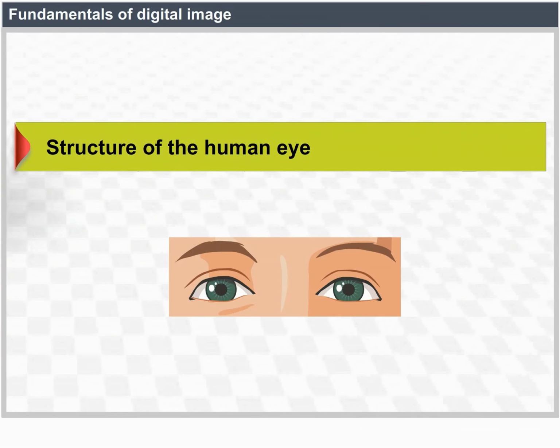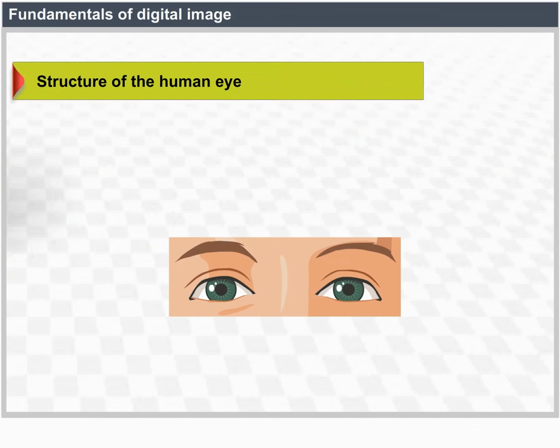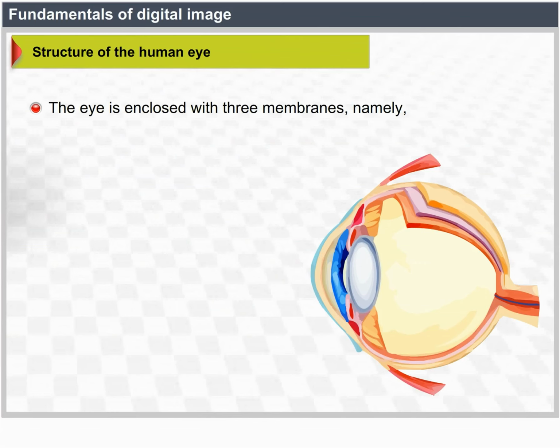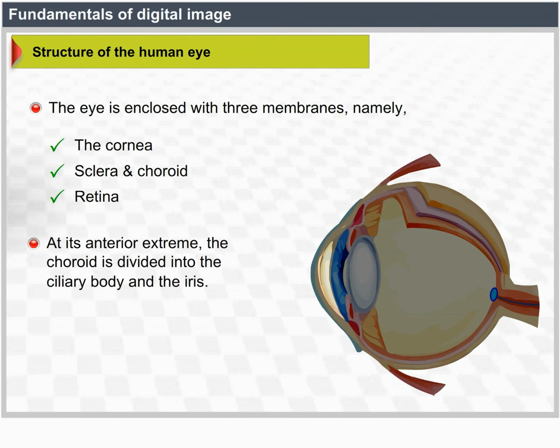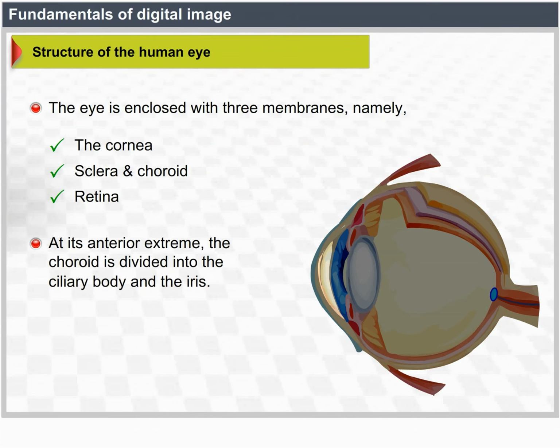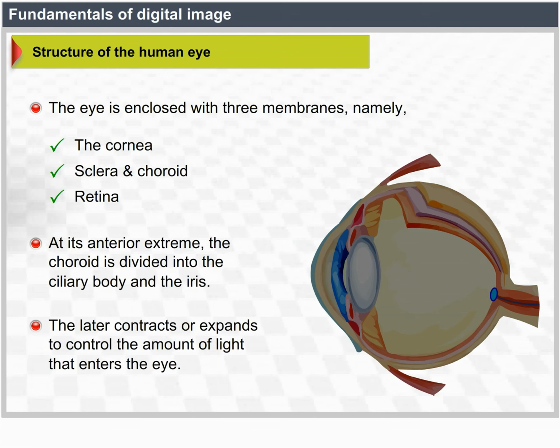Structure of the human eye. 3 membranes enclose the eye. These are the cornea, sclera, and choroid, and the retina. At its anterior extreme, the choroid is divided into the ciliary body and the iris. The latter contracts or expands to control the amount of light that enters the eye.